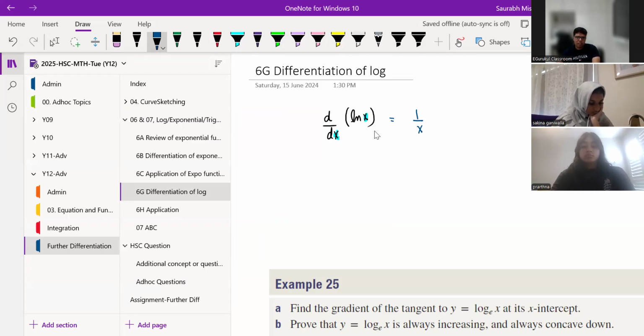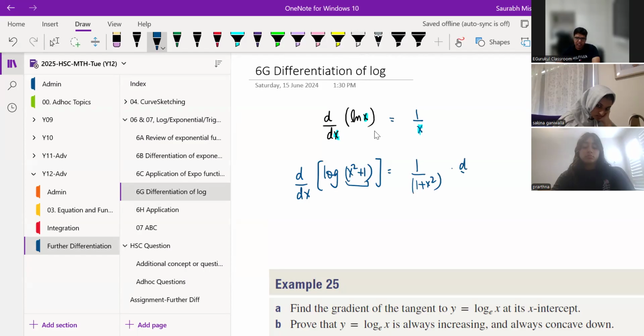So this is log differentiation. If you have ln of x square plus 1, d/dx, first you'll use the chain rule. First you do the 1 by 1 plus x square, which is the log part, and then d/dx of 1 plus x square, which is 2x. The answer will be 2x divided by 1 plus x square.